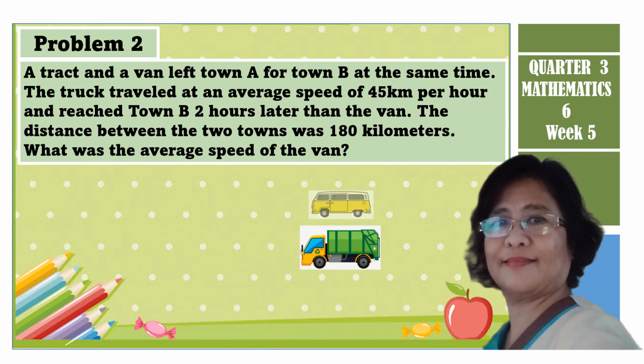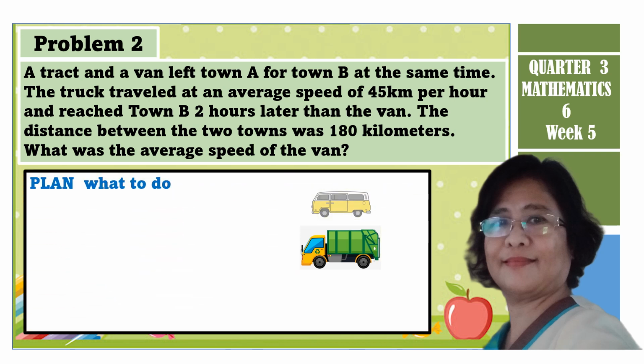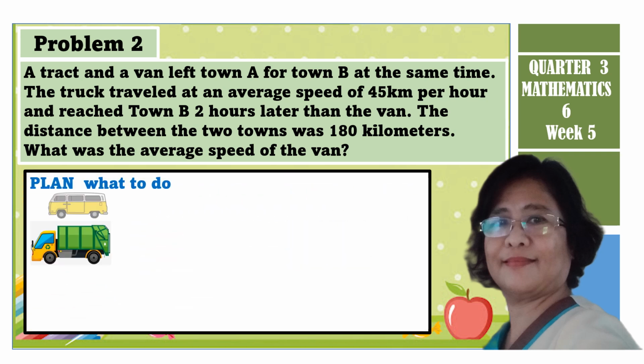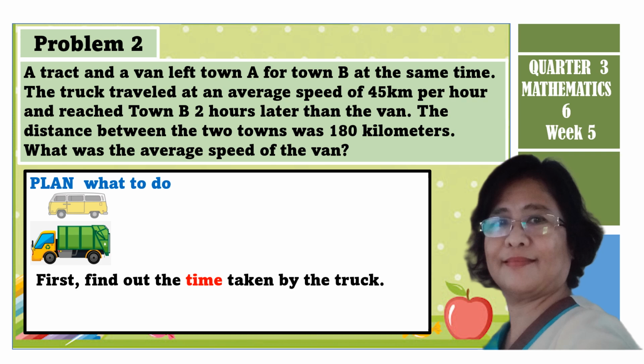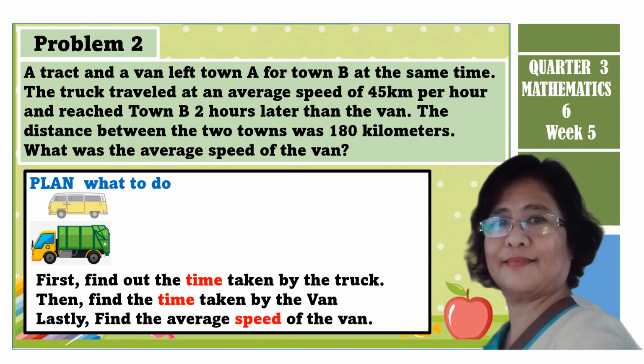Let us do the planning first. We are going to find the time taken by the truck. Because the distance and the speed of the truck are given, it is easier for us to find it. To find the time, use the formula distance over the speed. Next is to find the time taken by the van, so that it would be easier for us to find the average speed of the van. So in this problem, there are 3 steps to perform to solve the problem.